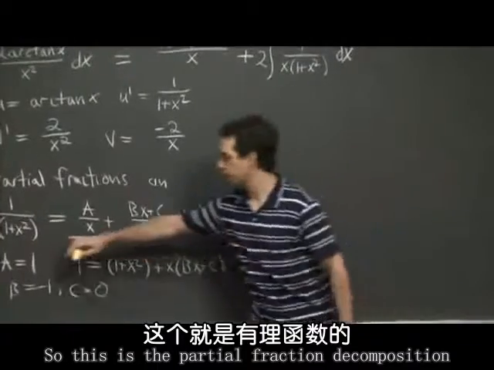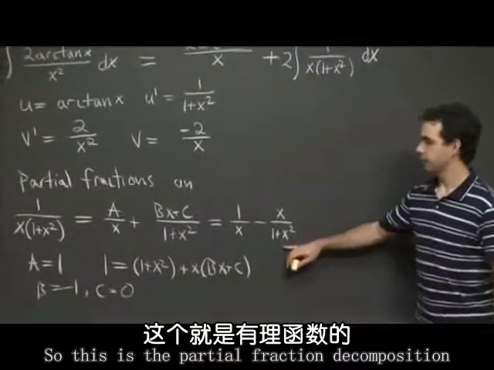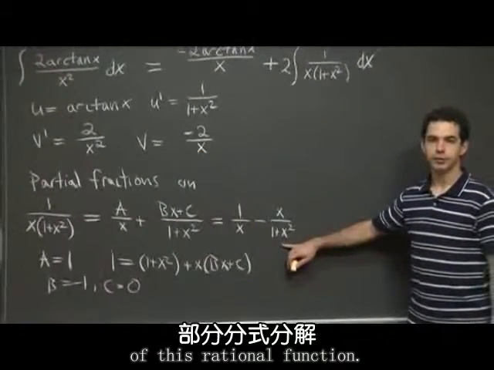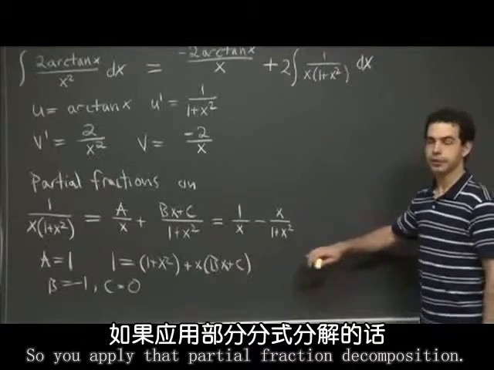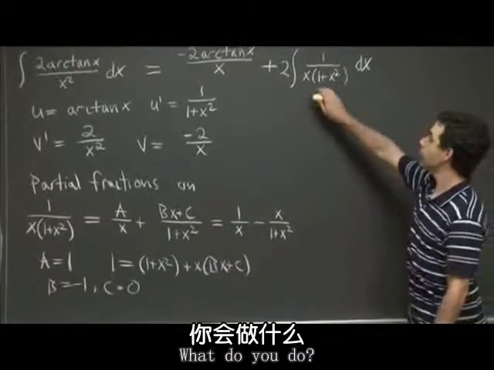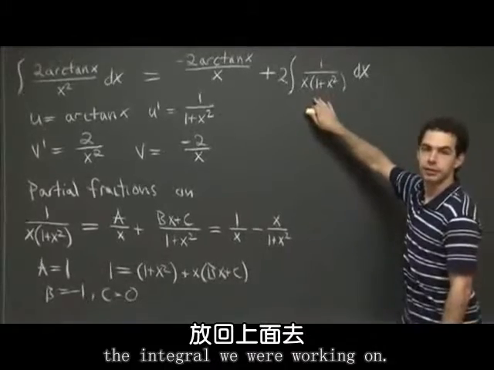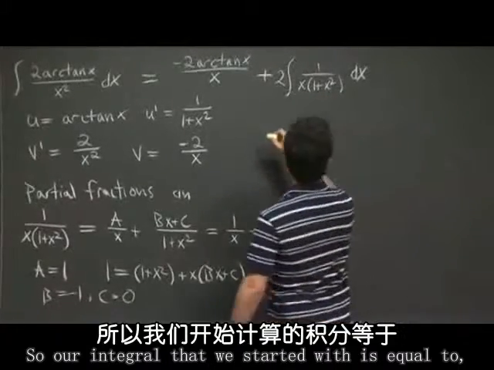So this is the partial fraction decomposition of this rational function. So you apply that partial fraction decomposition. What do you do? All right, so now you carry that back upstairs to the integral we were working on.